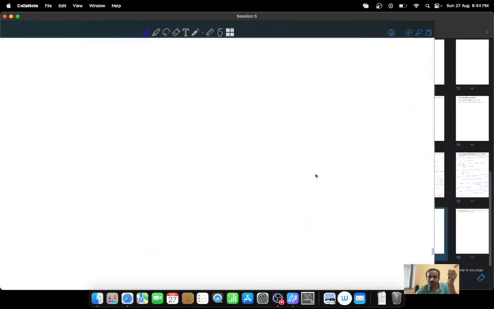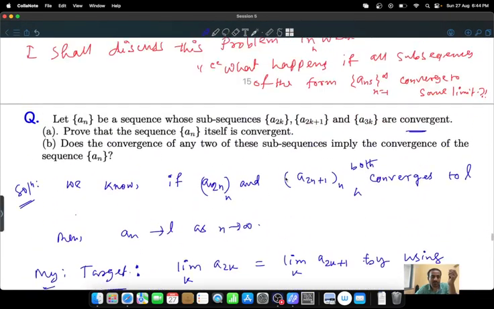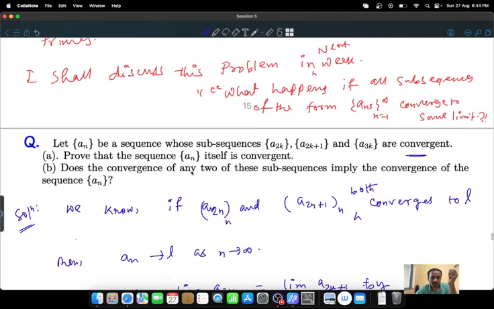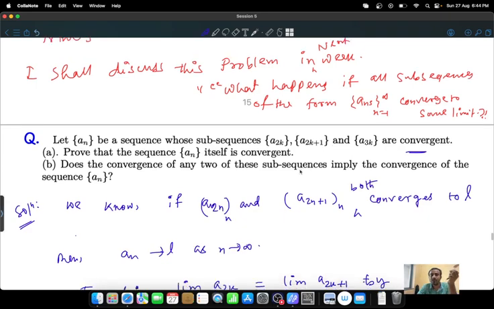Okay, so the second part of this problem: does the convergence of any two of these subsequences imply the convergence of the sequence? That means if you just assume either A2k plus 1, or A2k and A3k, or A2k plus 1 and A3k converge, then can you conclude? Obviously your guess is now no, because you have no control over the limit, they may be different. If they were the same, then there would be a chance.